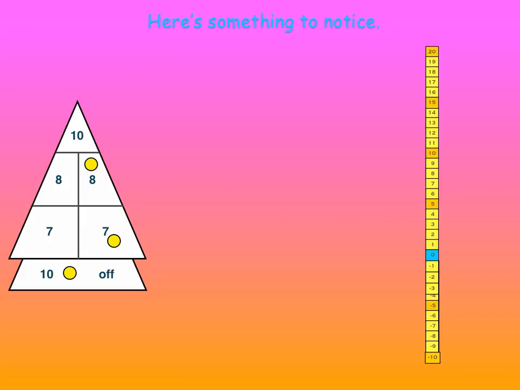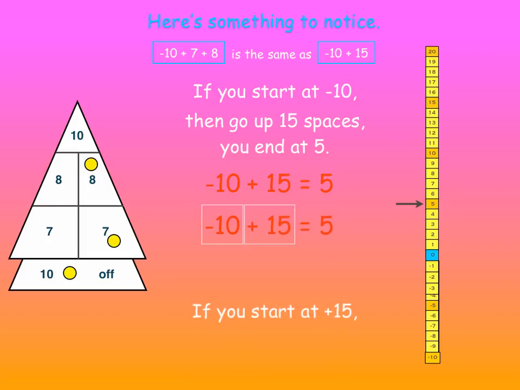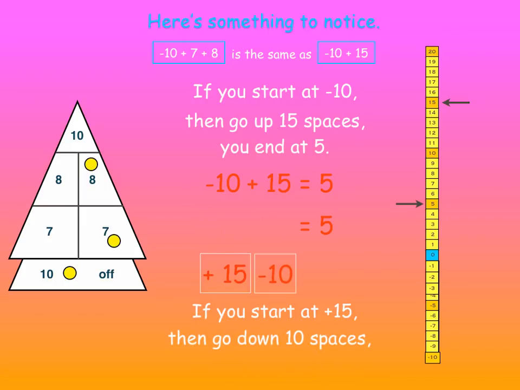Oh, but here's something to notice. -10 plus 7 plus 8 is actually the same as -10 plus 15. If you start at -10 and then go up 15 spaces, you end at 5. Let's take the numbers and rearrange them. If you start at 15, you could call that +15 if you wanted, and then go down 10 spaces, -10, you end at the same place, you end at 5.